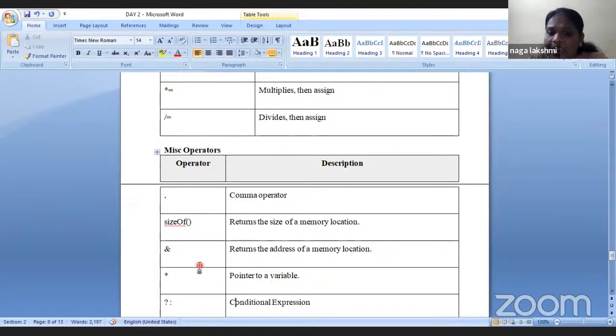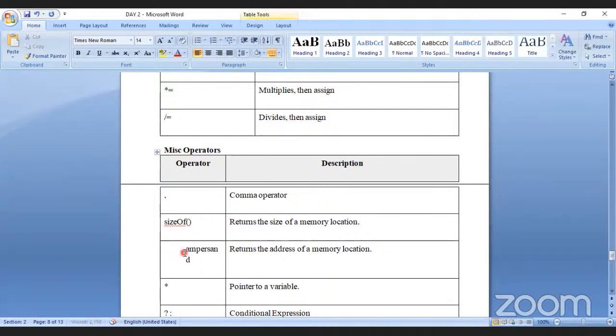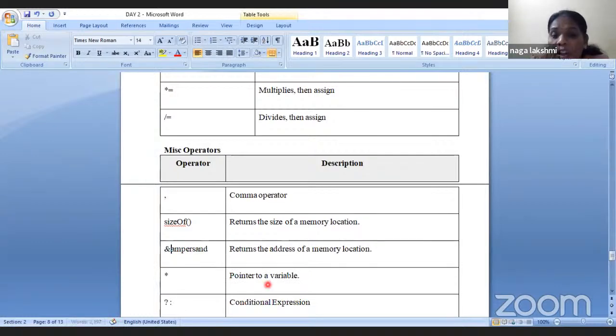Ampersand means what, what is it called? Does everyone know this? How could we pronounce this word, girls? Ampersand. Okay, now ampersand all the time returns the address of a memory location. I will tell you like a reference of what it is.